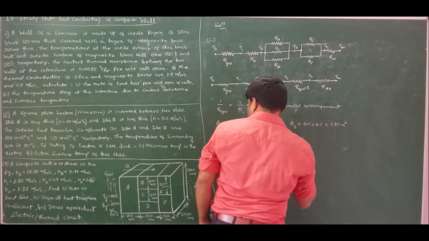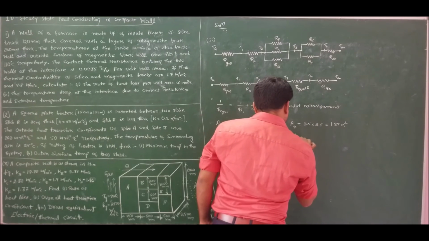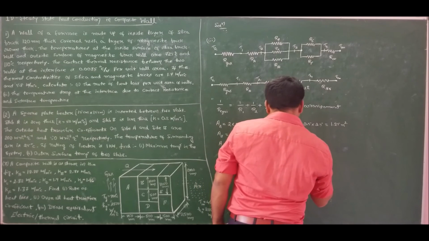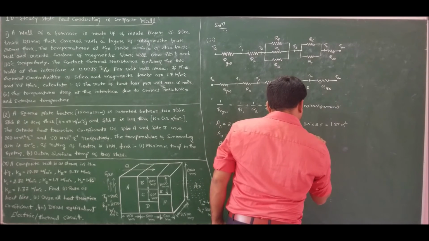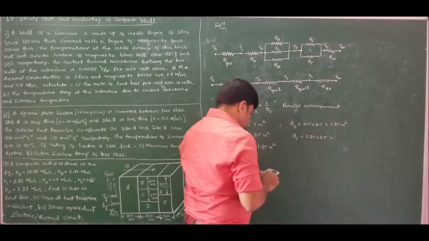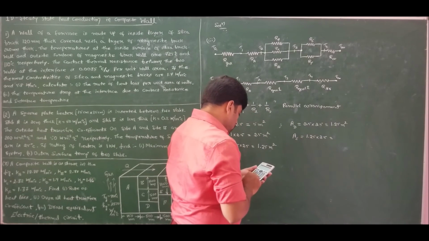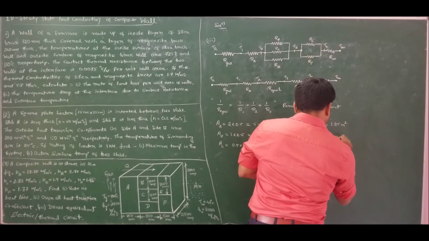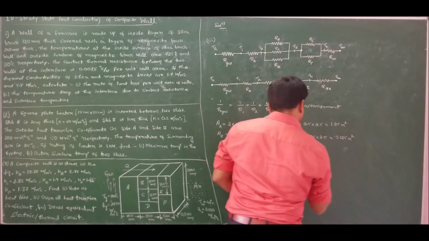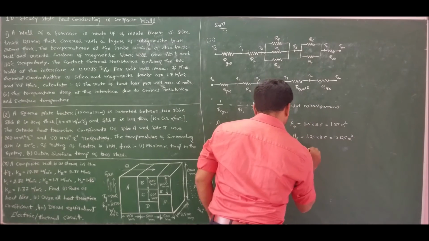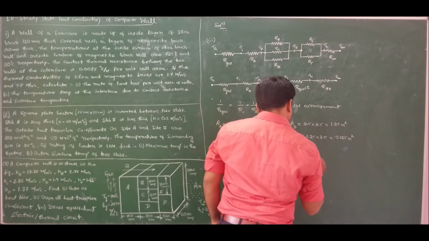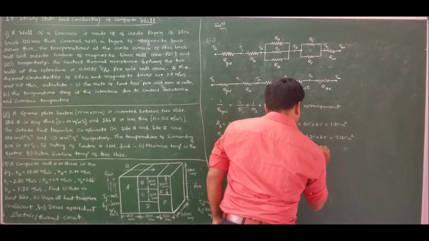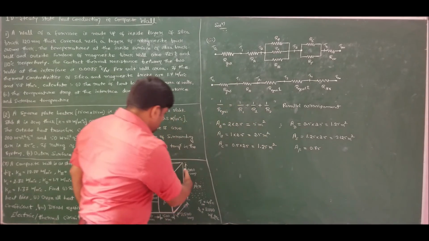Next we have the area of E. Area of E is 1.25 cross 2.5, which is 3.125 meter square.